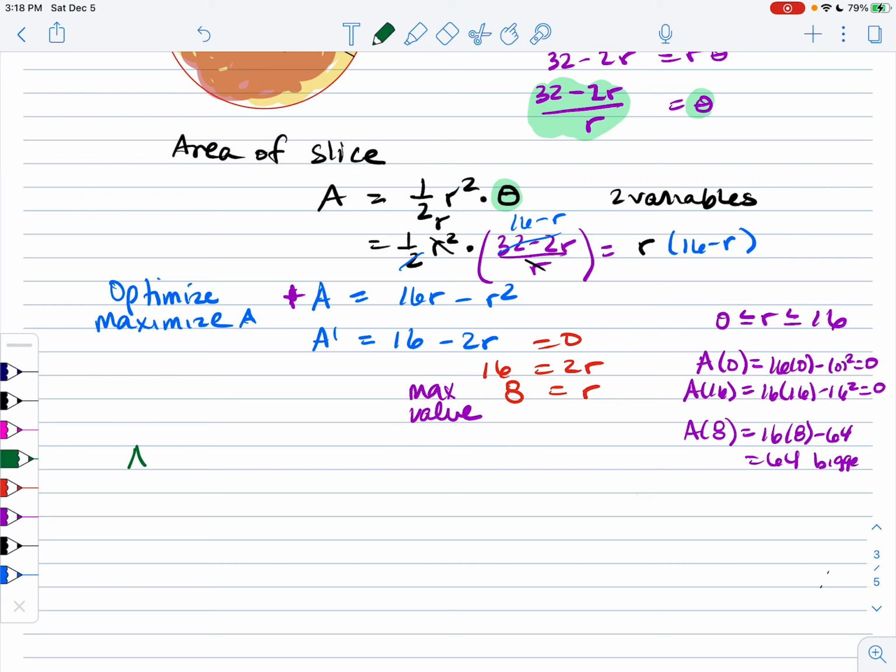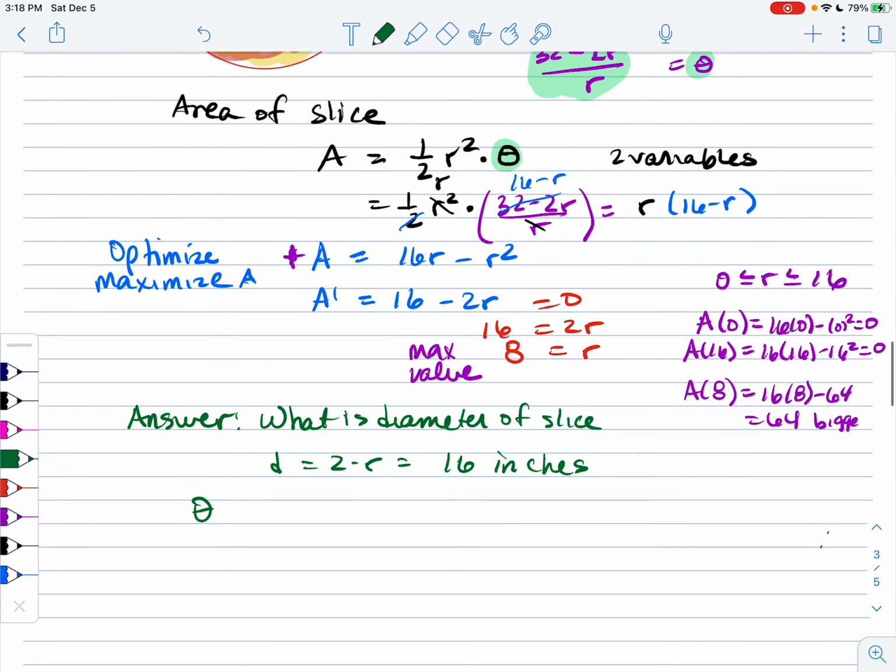And the answer to our question, what's the diameter? Well, the diameter is equal to 2 times r, so it's going to be 16 inches. Okay? And if I plugged in over here theta, just as a note, this is just our answer here. 16 inches will give you the biggest slice, but I just want to give you a context of how big of a slice that would be.